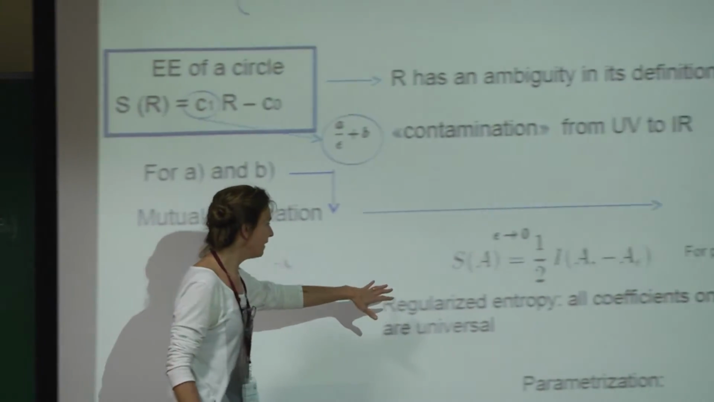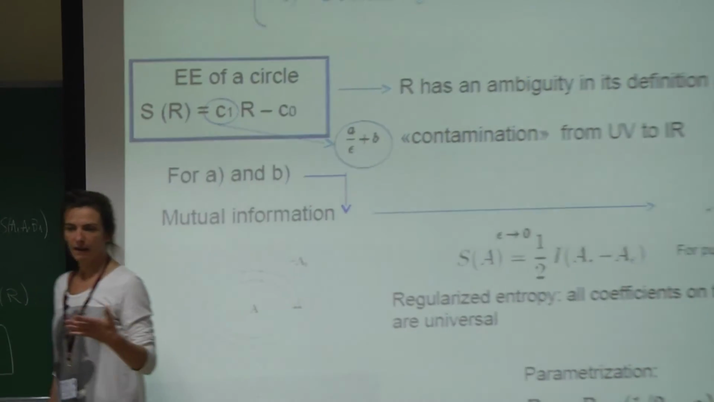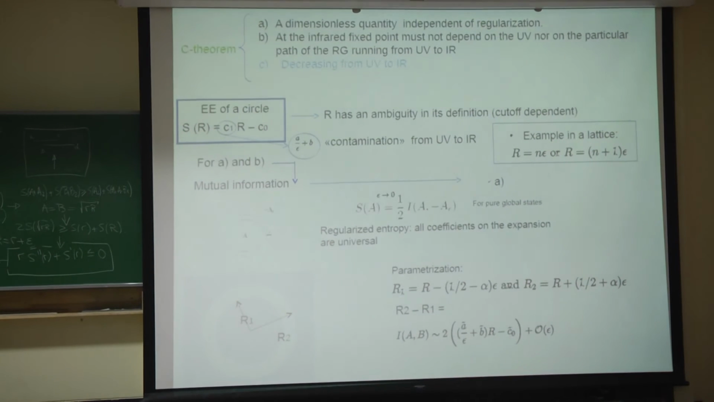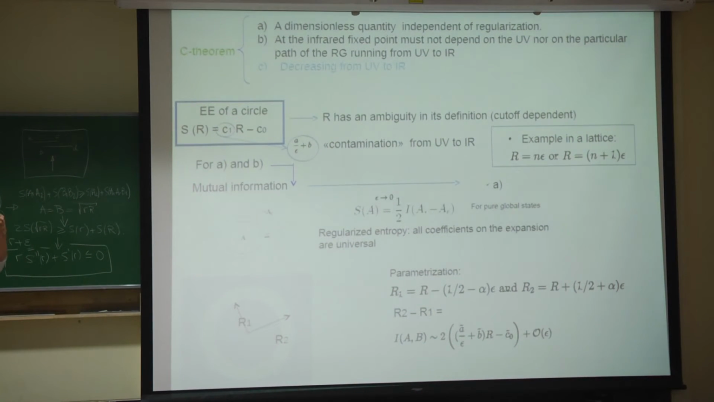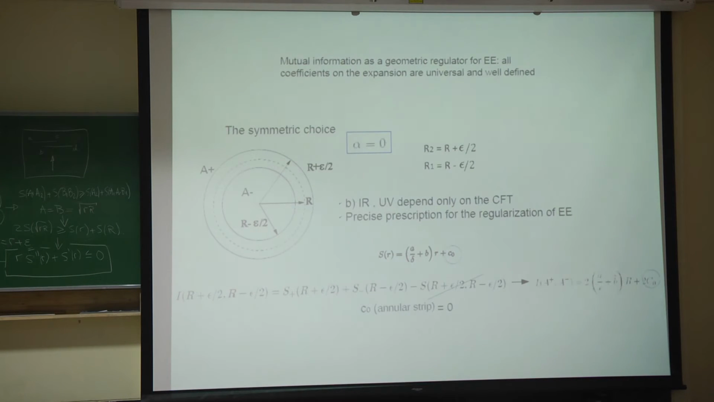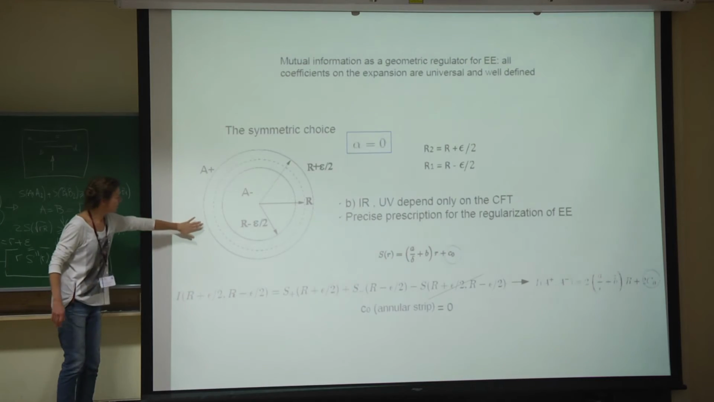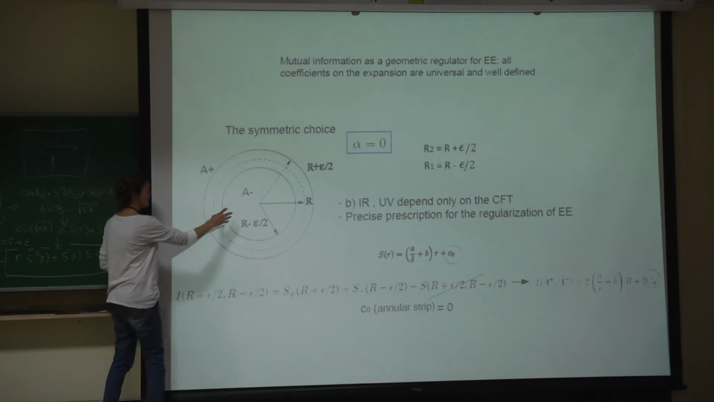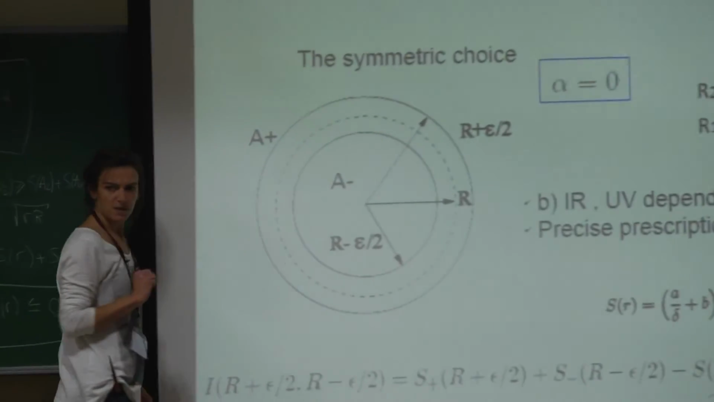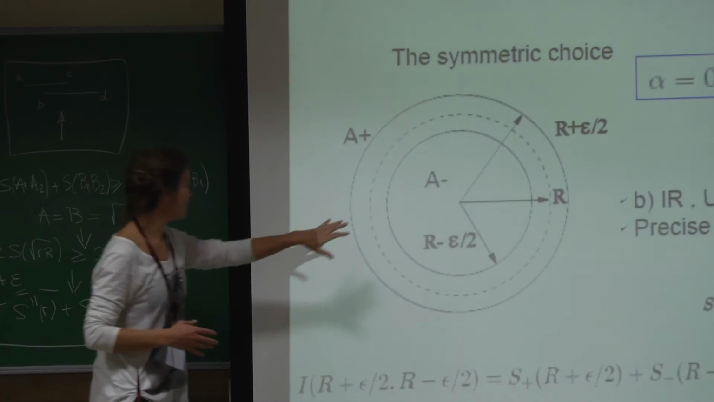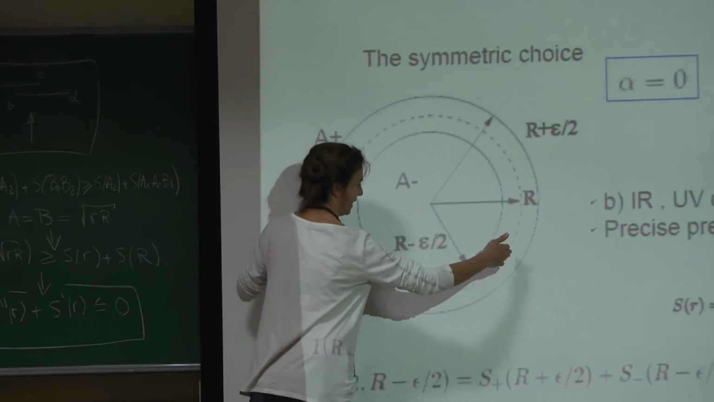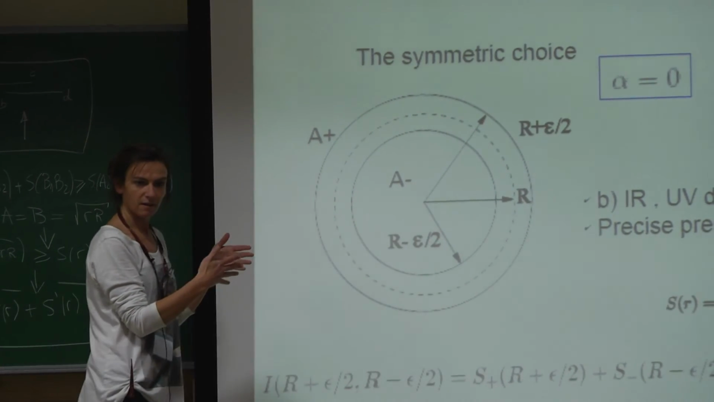In such a way that all the coefficients in the expansion are universal, okay? But you would ask, okay, if by definition you have this construction, you would say, if I use mutual information, this is the entropy of the smaller circle here. You have the entropy of the big circle, okay?